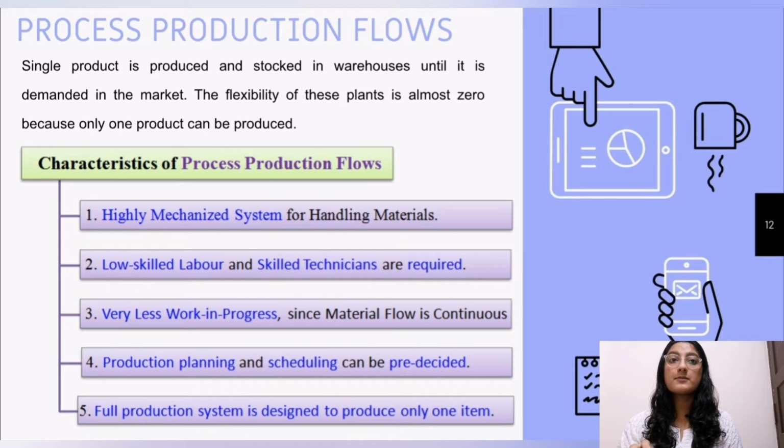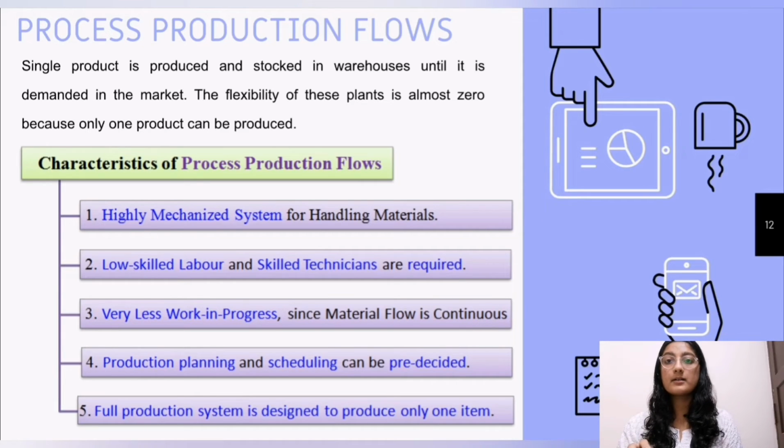The flexibility of these plants is almost zero because only one product can be produced. So an example can be steel, paper, sugar. The features of process production flows: there is a highly mechanized system for handling materials. Conveyors and automated transfer machines are used to move the materials from one stage to another. Low skilled labor and skilled technicians are required.